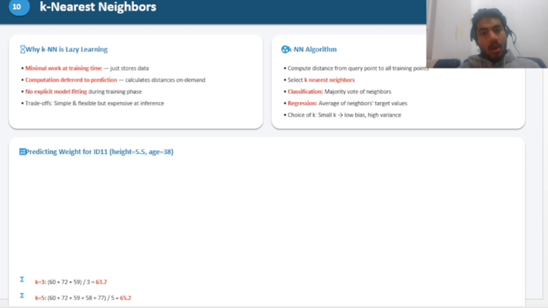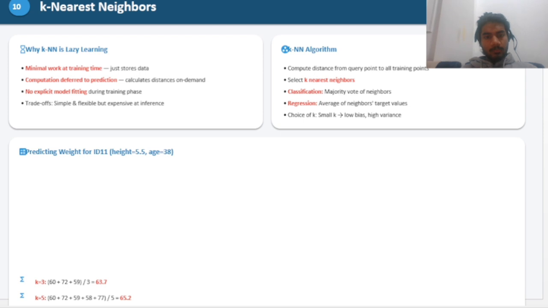So how does KNN work? First, KNN calculates distance from the query point to all training points. Second, pick the closest k neighbors. Third, for classification, take a majority vote. And fourth, for regression, take the average of the weight values.